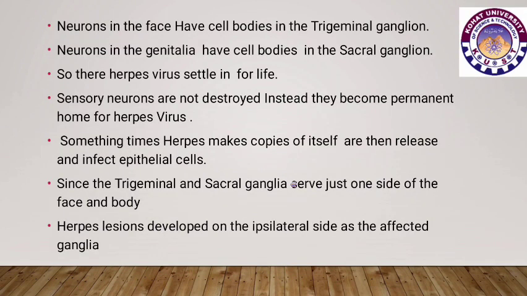The sensory neurons of the face have their cell bodies in the trigeminal ganglia, and those around the genitalia are located in the sacral ganglia. So that's ultimately where the herpes viruses settle in for life. They don't destroy the sensory neurons. Instead, the neurons become a permanent home for the herpes viruses. And from time to time, the herpes virus makes a few viral copies of itself and sends those virus particles back down the axon so they can be released and infect epithelial cells. Since the trigeminal and sacral ganglia serve just one side of the face or body, herpes vesicles and ulcers develop on the ipsilateral, or same, side as the affected ganglia.